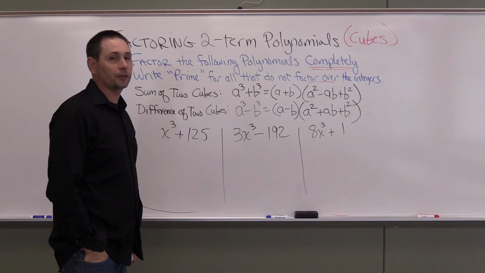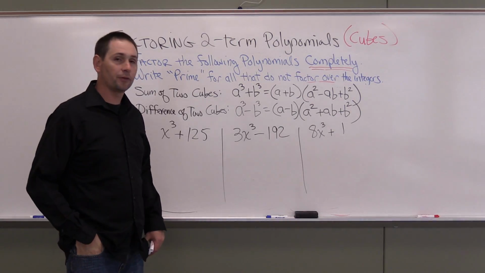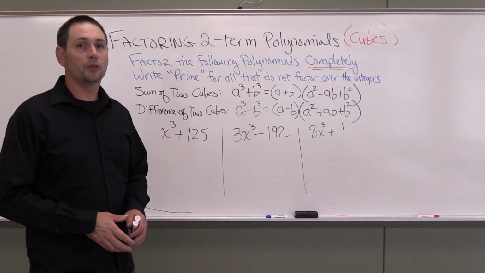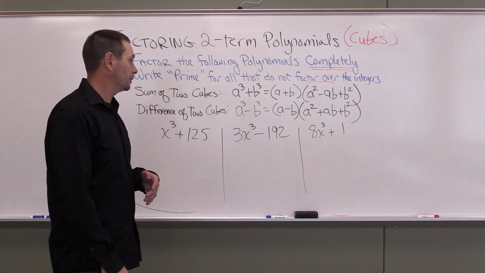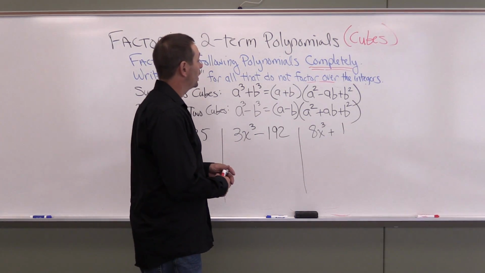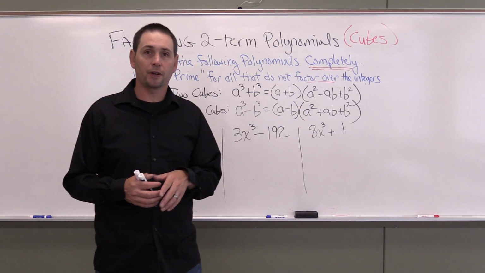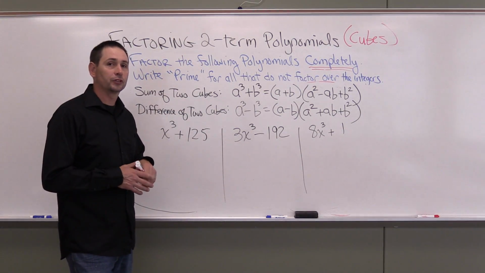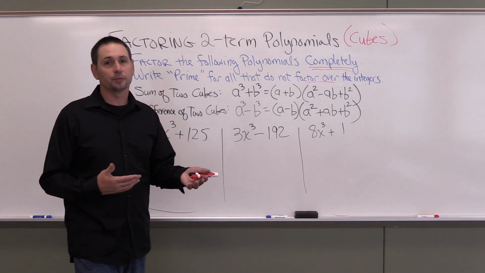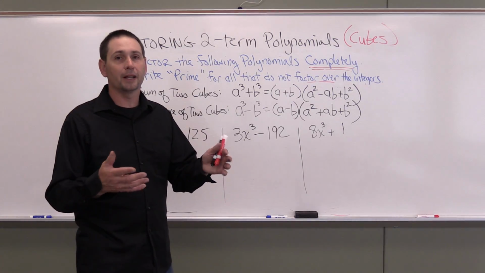Now we're going to look at factoring two-term polynomials, and we're going to focus on the cubes. So this is the other formula I was talking about in the other videos. Really, when you're looking at two terms, I always factor using the special factoring formulas. With the squares, there was only one: a squared minus b squared is a plus b times a minus b.